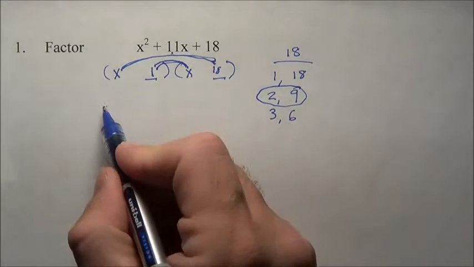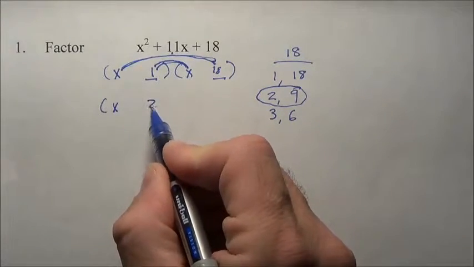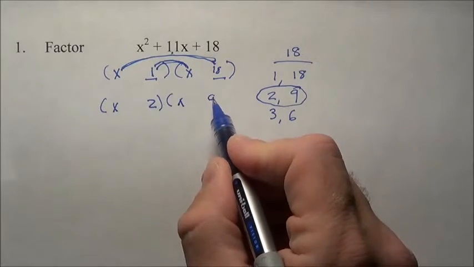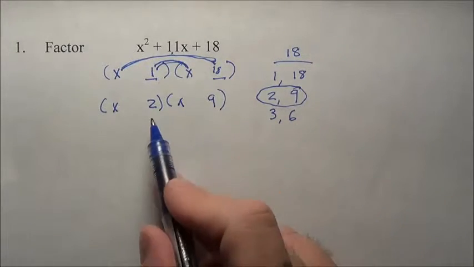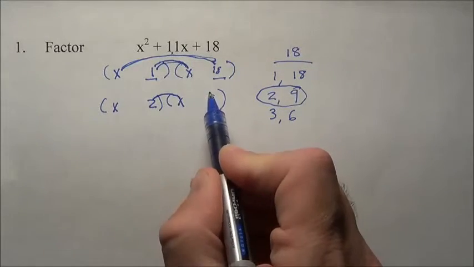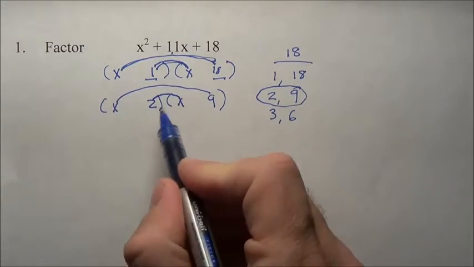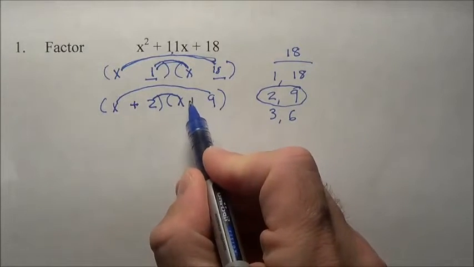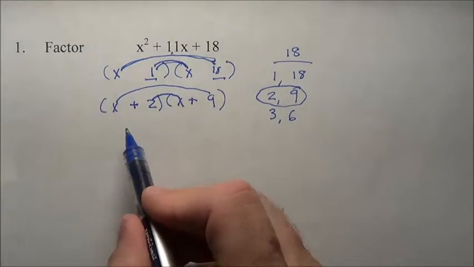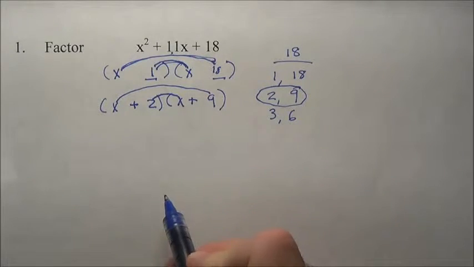What if I tried 2 and 9? Let's try it. x, x. There's my x's. That gives me the x squared. And there's my 9. Notice 2 and 9 is going to give you the 18. This will give you 2x. That'll give you 9x. And if they're all addition, which they are, we get what we wanted. So this factors into x plus 2 times x plus 9.